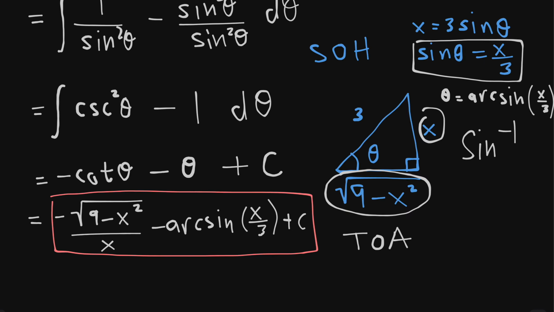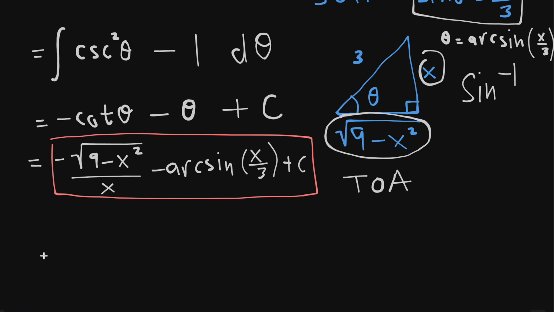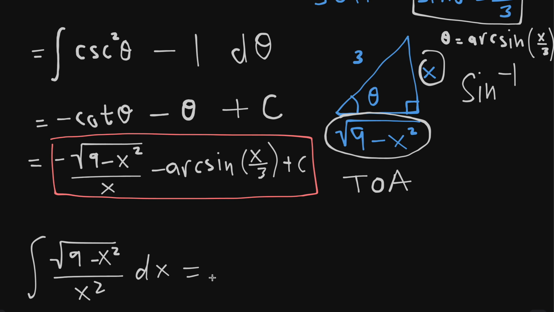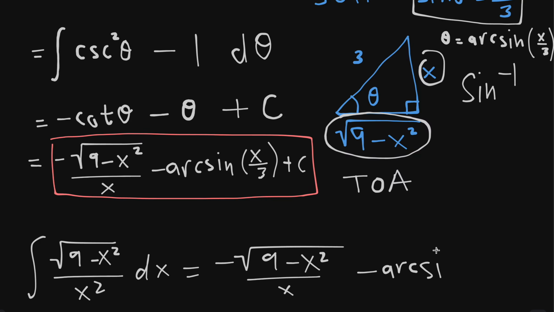So the conclusion is the integral of square root of 9 minus x squared over x squared dx is equal to negative square root of 9 minus x squared over x minus arc sine of x over 3 plus c. And there you go.